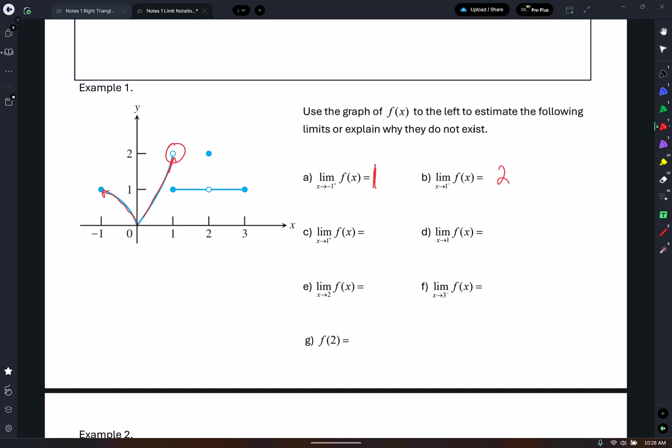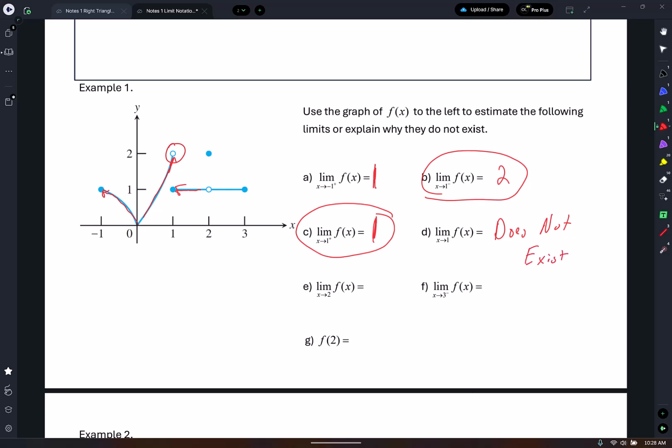All right, limit as x approaches 1 from the right. Now I'm looking for numbers larger than 1. If I approach 1 from the right, what is that value? 1. Do you see what we're doing? All right, limit as x approaches 1 does not exist. Tell me why it does not exist. Because they're not the same. What's not the same? From the left and from the right. They have to be the same, guys.